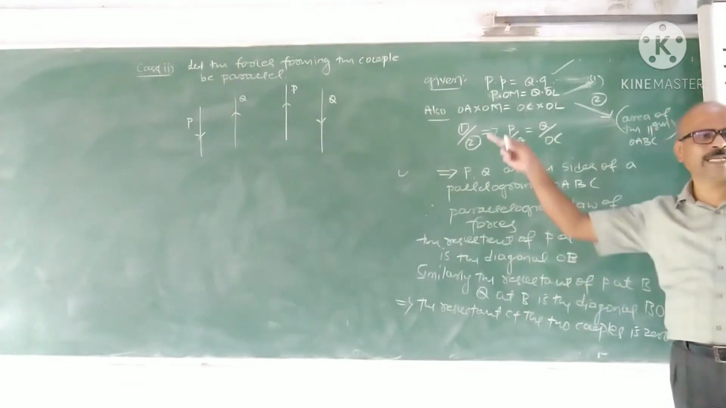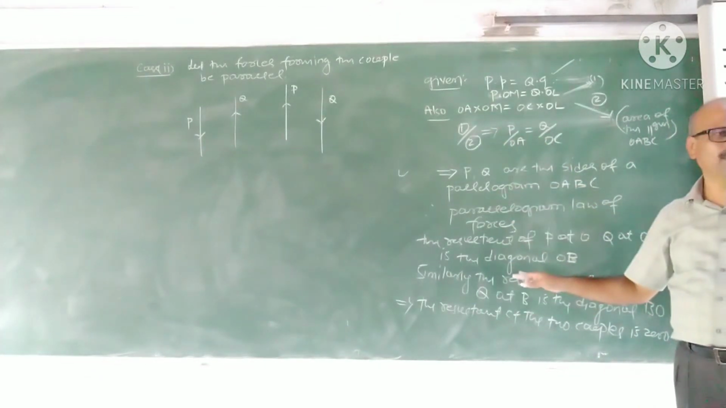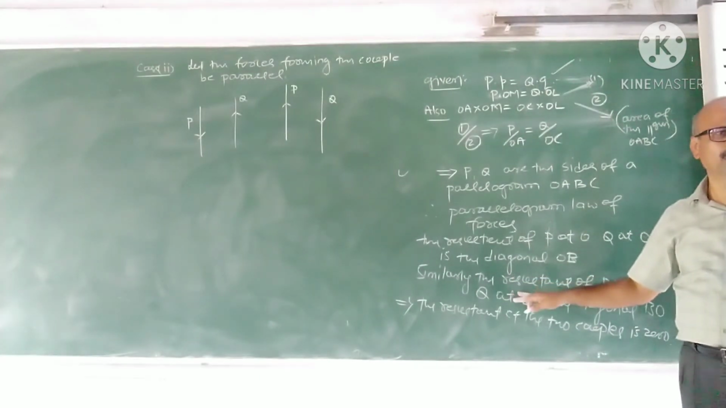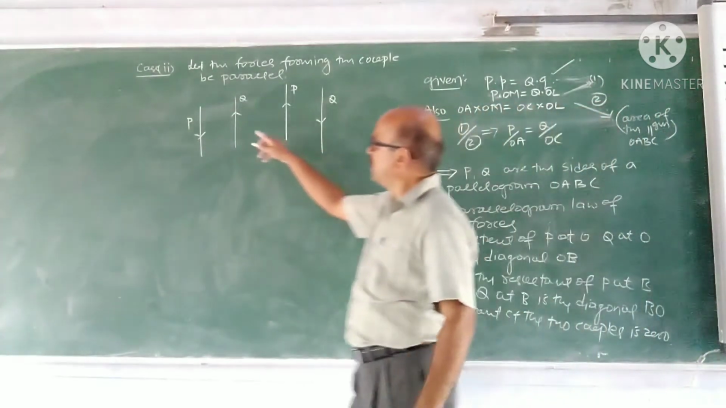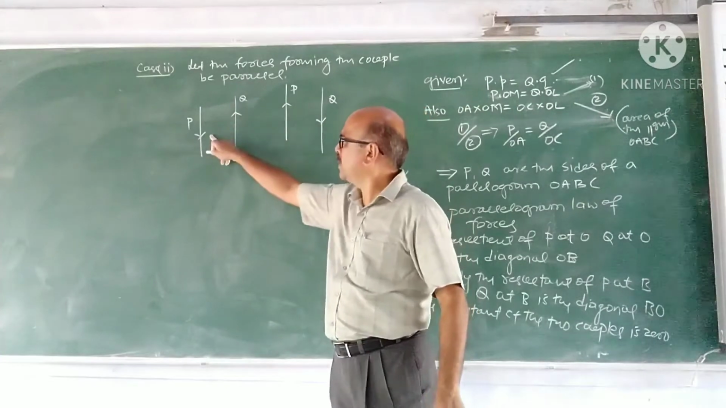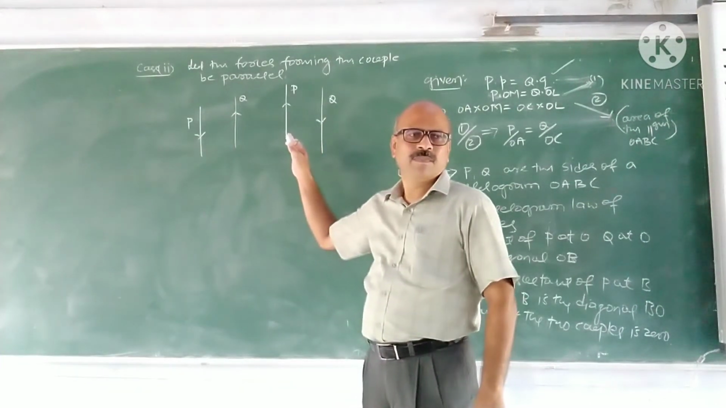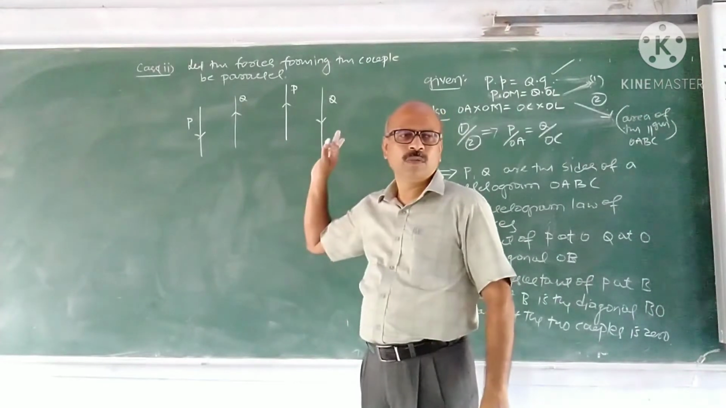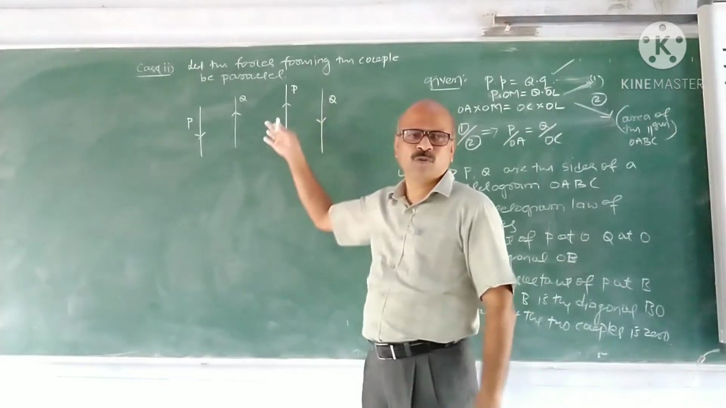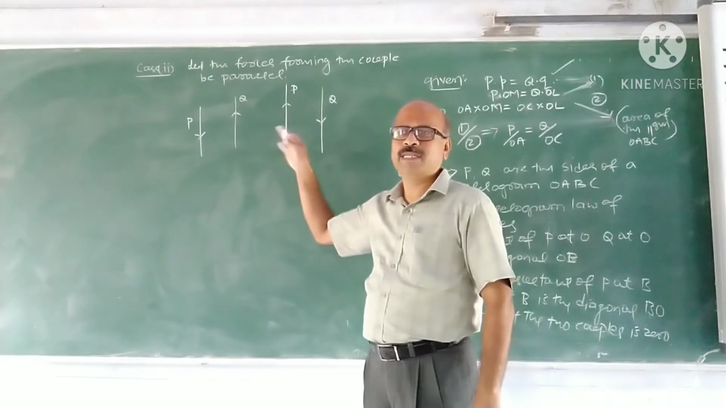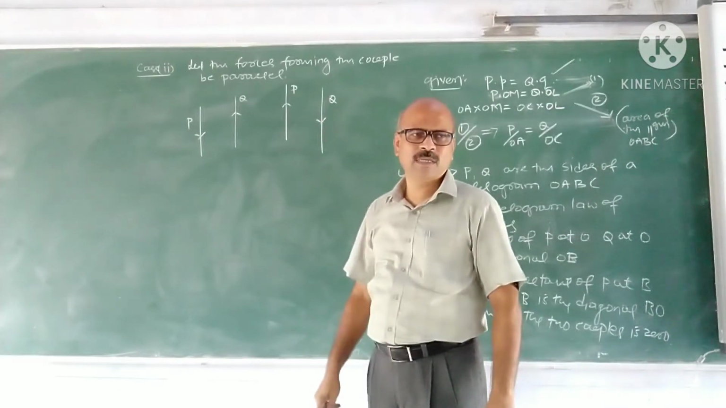So I go to the second case. It will be on the blackboard. You have to write the proof of this later. Now come to the second case. It is like this. PP is one couple, QQ is another couple. Lines of action are parallel, and what you have to prove? If they are acting in the opposite sense, then their resultant is zero. They balance each other.